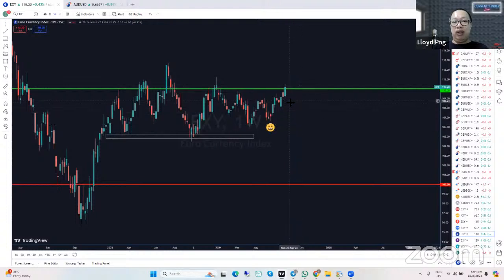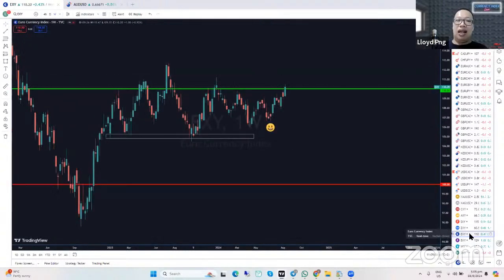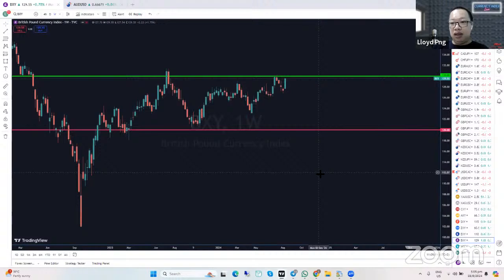If it does come down, I would say we have two to three weeks' worth of downtrend that we can trade for euro. Again, I park it in the middle because until it has proven otherwise, it's really in the unsure zones. The British index is pretty similar to the euro.